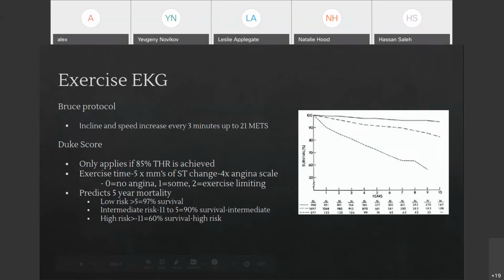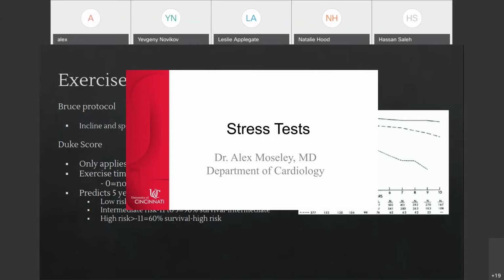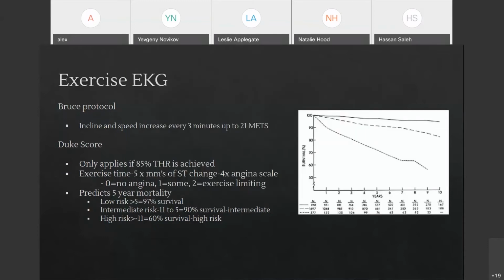So as far as the ST changes, it only technically has to be in one lead, but they are more powerful when they're regional. If you really want to get into the nitty gritty of interpretation, your inferior leads, 2, 3, and aVF, you have to have at least 2 millimeters of ST depression. And in your other leads, you only need 1. But that's probably beyond the scope of what they're going to ask you guys.